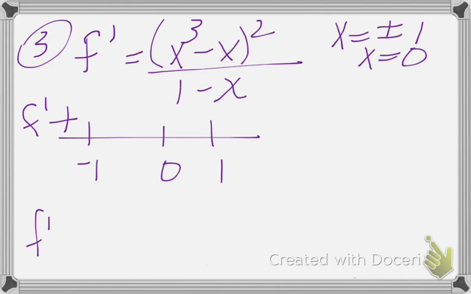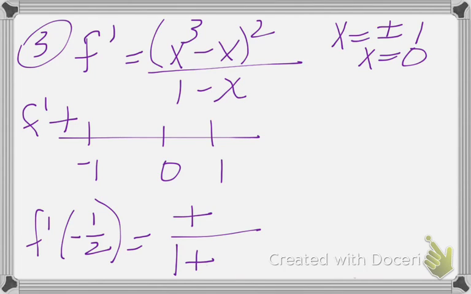Okay, f prime of negative 1/2. So we know the top is positive, and on the bottom, we're going to get 1 minus a negative 1/2. So we're going to have a positive over positive, which is positive.